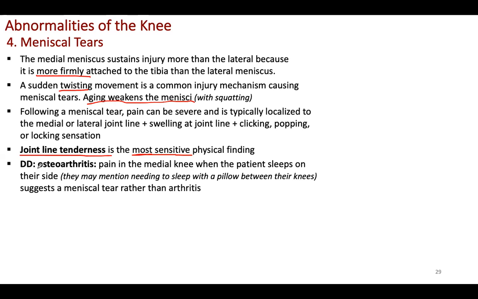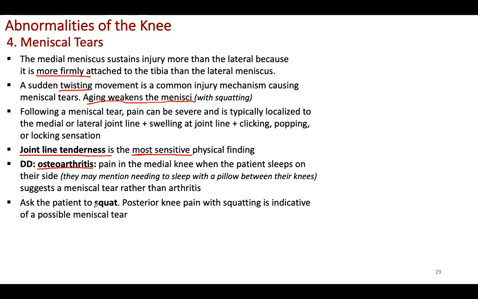Osteoarthritis also results in joint line tenderness, right? So that's why joint line tenderness is sensitive but not specific.